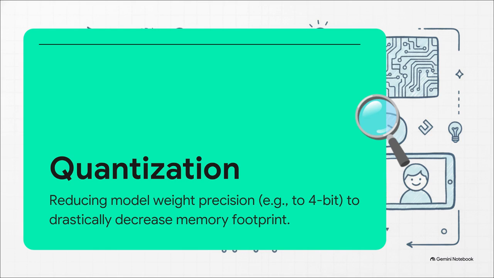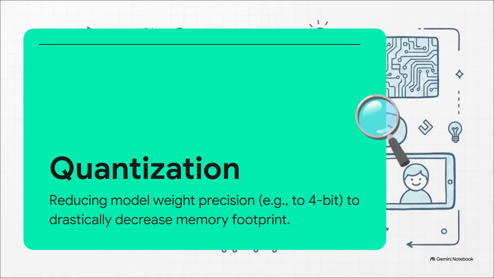To make these fit, the book outlines this brilliant optimization technique, quantization. Basically, this is the process of reducing the numerical precision of a model's weights. So instead of storing a parameter as this massive 32-bit floating point number, we compress it down to an 8-bit or even a 4-bit integer.